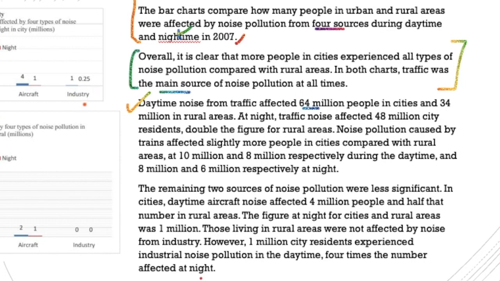Noise pollution caused by trains affected slightly more people in cities as compared to rural areas at 10 million and 8 million respectively. Respectively is a very good linking device that you can use during daytime, and 8 million and 6 million respectively at night. But don't overuse it also. So you've talked about traffic and train in para 1. Now come to para 2. The remaining 2 sources of noise pollution.